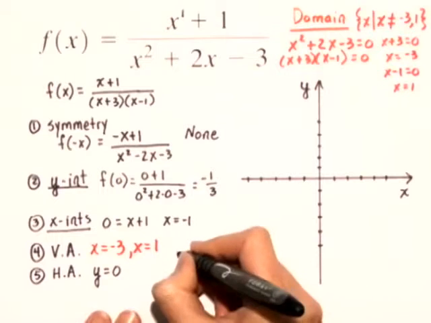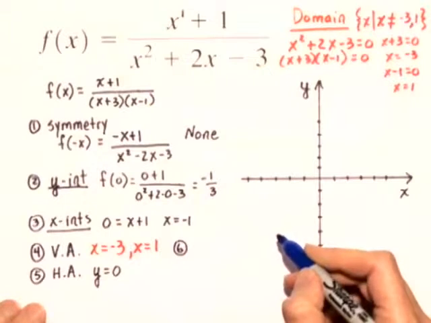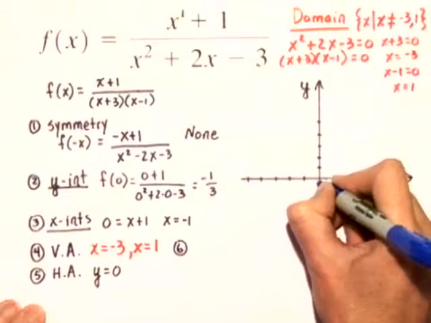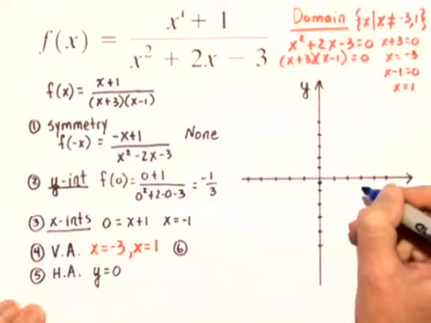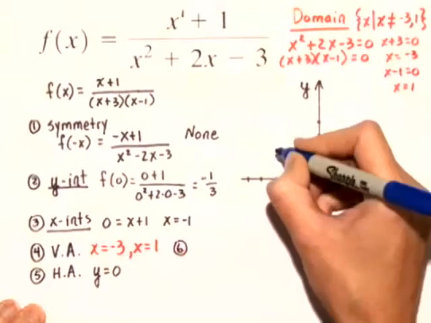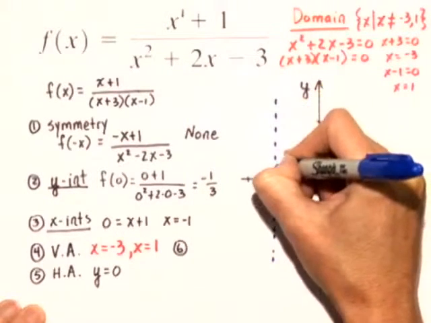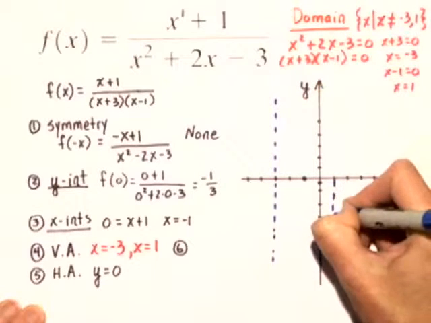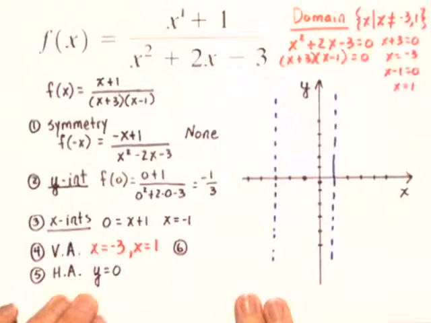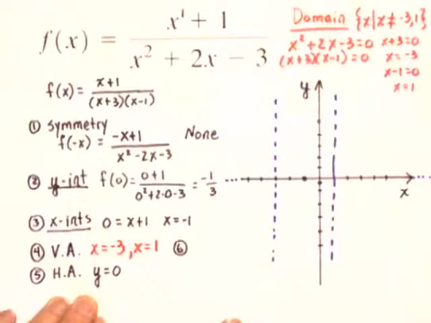Now, before I move on to step 6 and plot a few points, I'm going to put some of the pertinent information on the graph. We know there's no symmetry, but we do have a y-intercept at negative 1/3, so let's plot that. We have an x-intercept at negative 1, and we also have two vertical asymptotes. x equals negative 3 is our first one, and x equals positive 1 is our second one. And then finally, we have a horizontal asymptote, y equals 0. That's simply the x-axis, so I'll extend that with dotted lines.